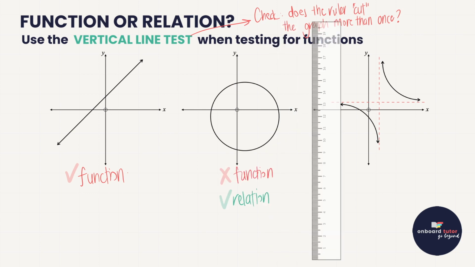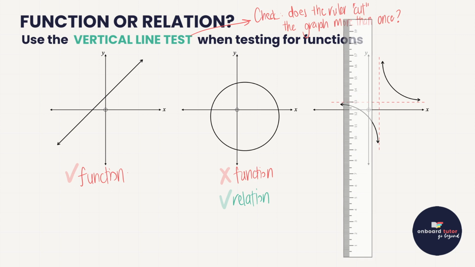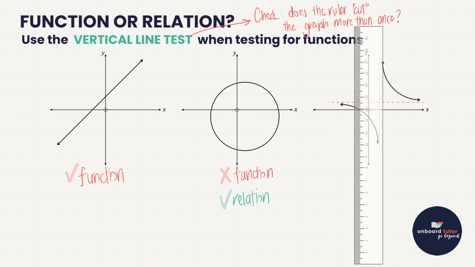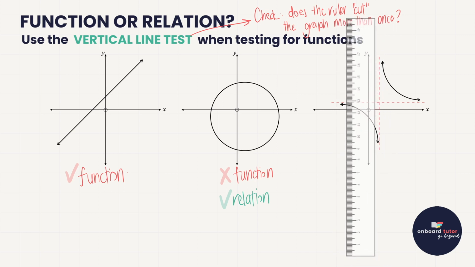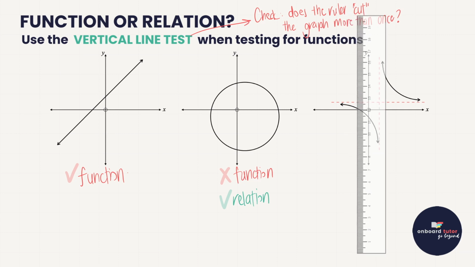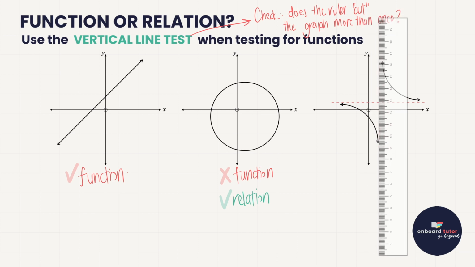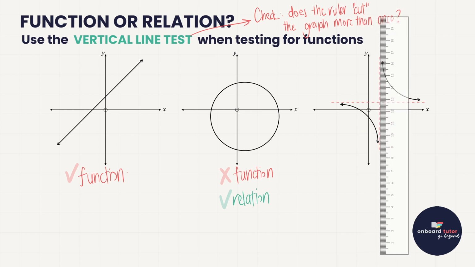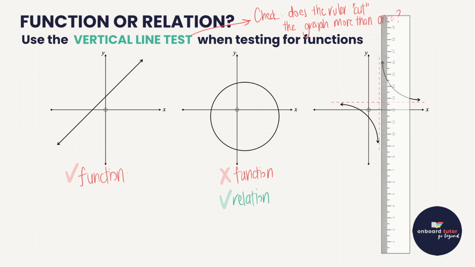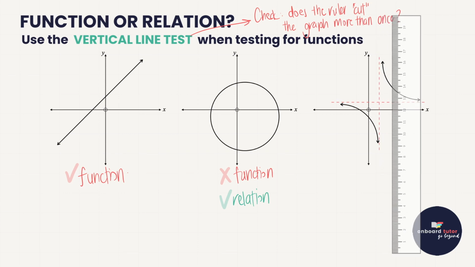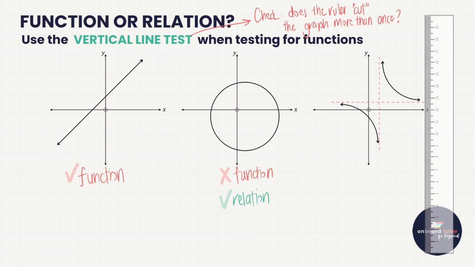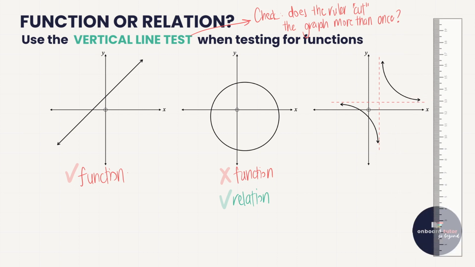Let's have a look at one last contender, this hyperbola over here. So we might think this one is a little bit too complicated to pass the vertical line test. But let's see. So far we're seeing one cut, one cut, one cut, until we hit the asymptote here, and then what do we notice? There are no cuts happening there, so that's okay. And then suddenly we go back to having just one cut of the ruler. And so this is also going to be a function. So anything that passes the vertical line test can be considered a function.